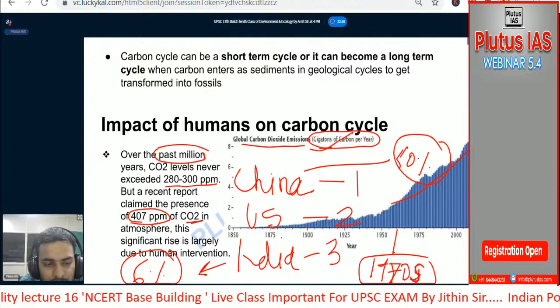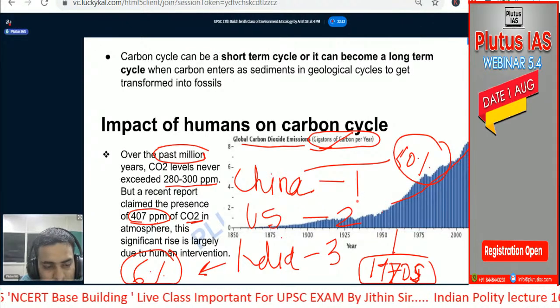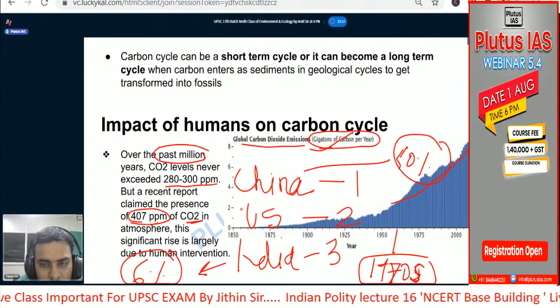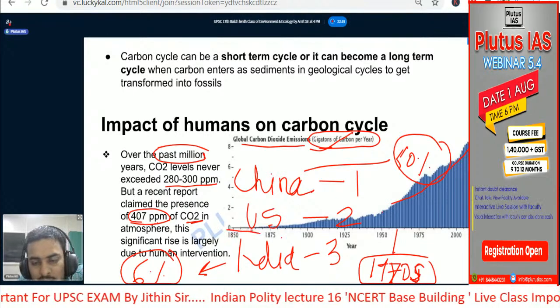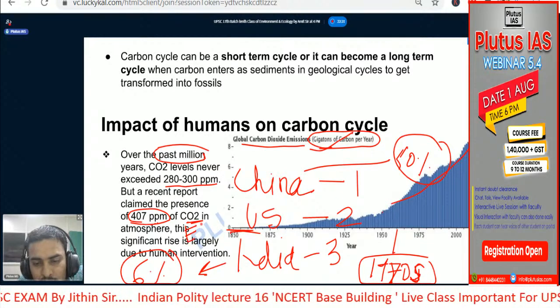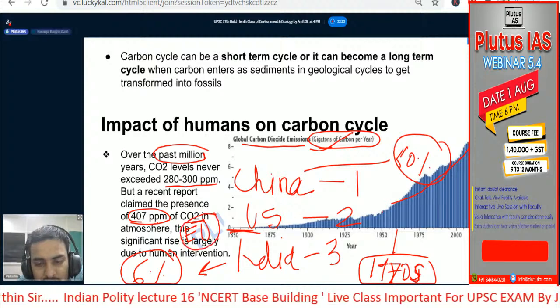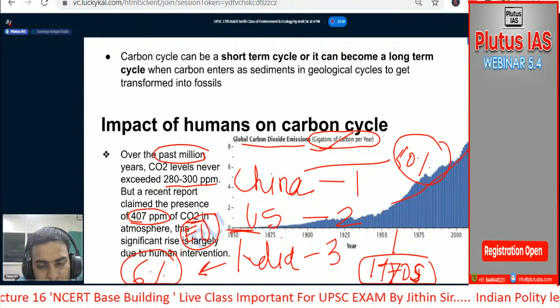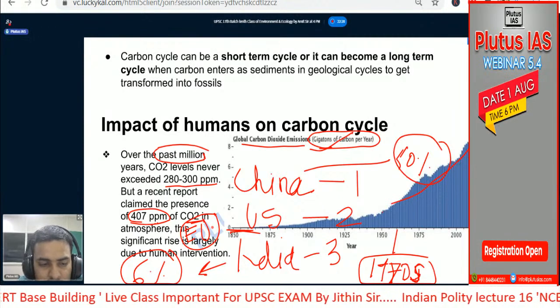China, US, India. Yes, Sakshi, you are correct. The third rank is usually given to European Union, but it is a group of 27 countries. By country, India is third, otherwise European Union can come third.